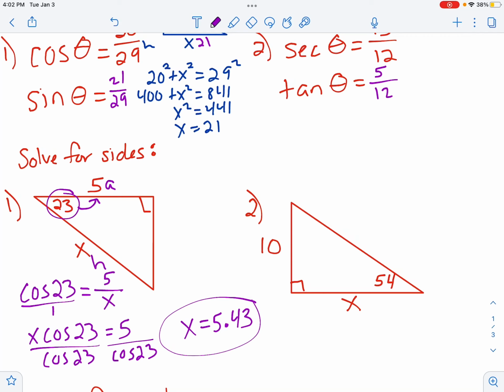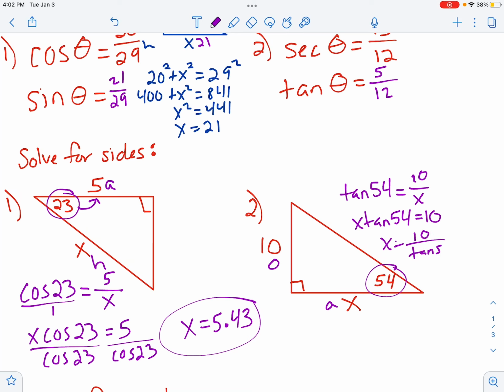Try number 2. All right, on this one, it gives me the angle of 54, so I'm going to circle it, label my side. So attached to that side is my adjacent. Across from that side is my opposite. So O and A would be tangent. So I have tangent of 54 equals the opposite 10 over adjacent. I'm going to cross multiply again to get x tan 54 equals 10, divide, and when I plug that into my calculator, I get 7.26.